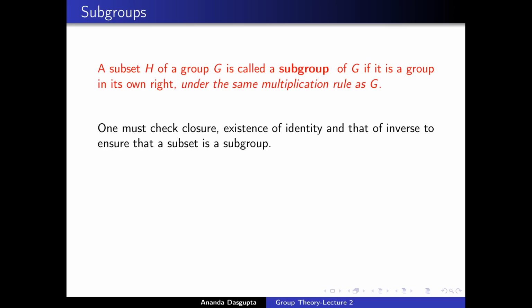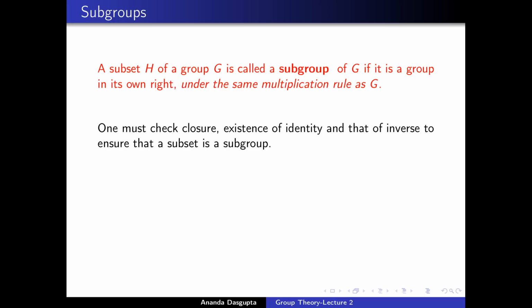We know that closure works for the original group. That is, if you take any two elements of the original group, multiply them together, you get an element in the group. If you take two elements from a subset of the group, multiply them together, of course it's not guaranteed ab initio that the result is going to be in the subset. The result has to be somewhere in the group, but not necessarily in the subset itself. So closure is one thing you definitely have to check.